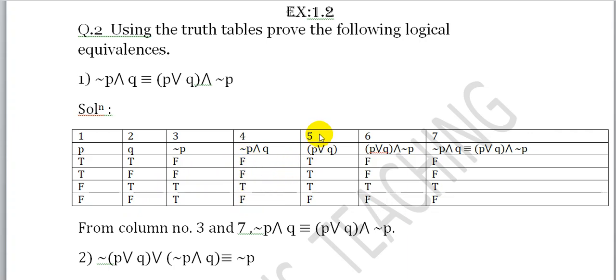Now in the column number 5, it is P or Q. So what is the rule of P or Q? If any one is true, then it is true. Now see, this is T, this is T, this is T. Right? Any one is true, then it is true. Then both are false, so it is false. So this will be triple T F. Clear?